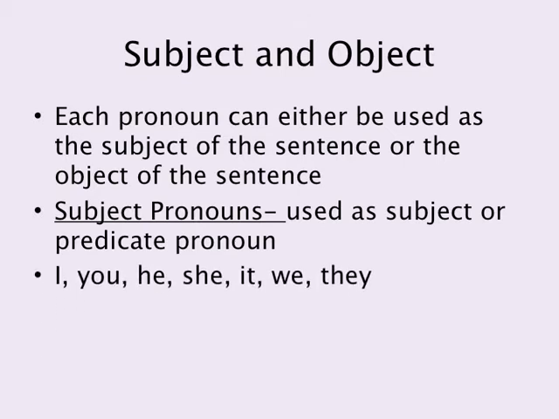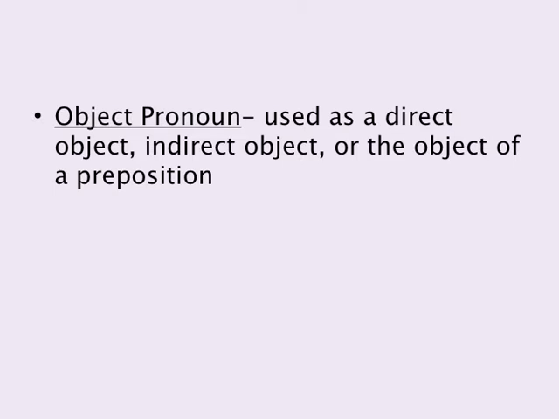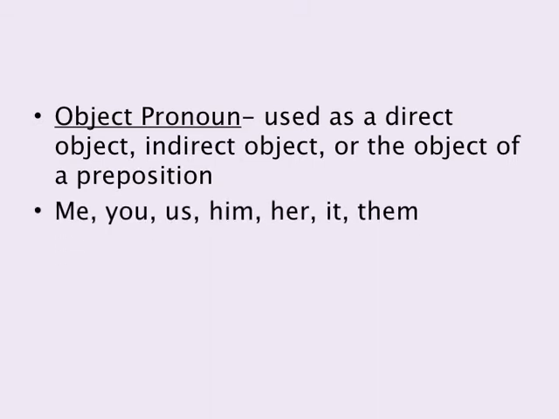Your subject pronouns are I, you, he, she, it, we, and they. These can only be used in the subject or the predicate pronoun spot. Now you also have object pronouns, and they can be used anywhere that an object can be used. So a direct object, an indirect object, or an object of the preposition. And these are me, you, us, him, her, it, and them. You'll notice that you is a subject and an object pronoun, and it is a subject and an object pronoun.